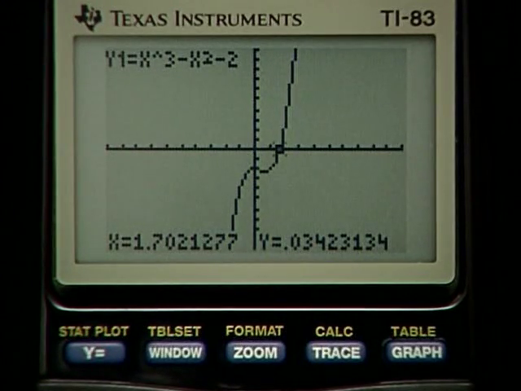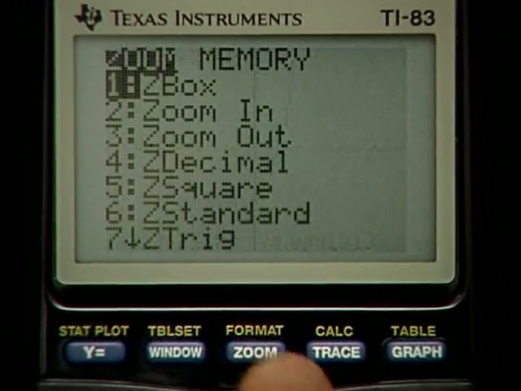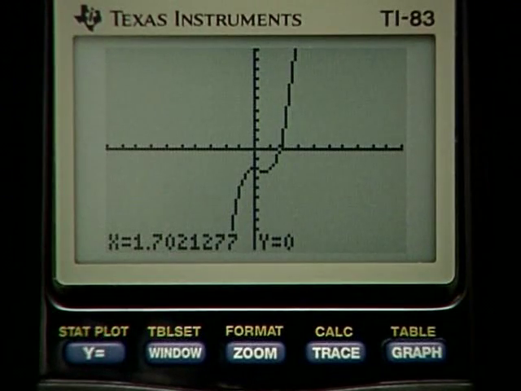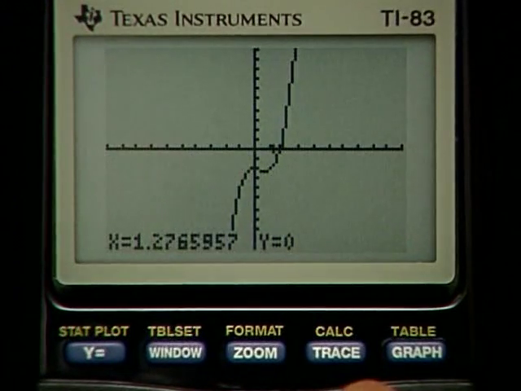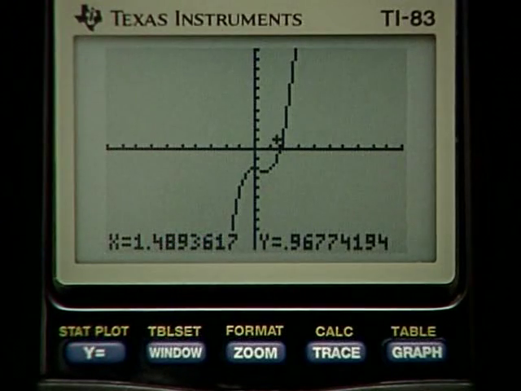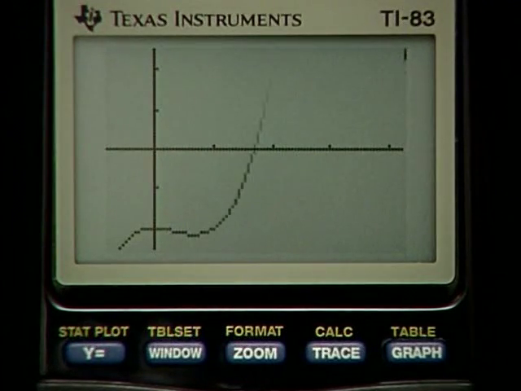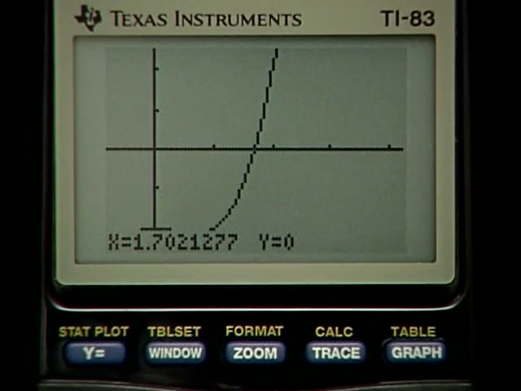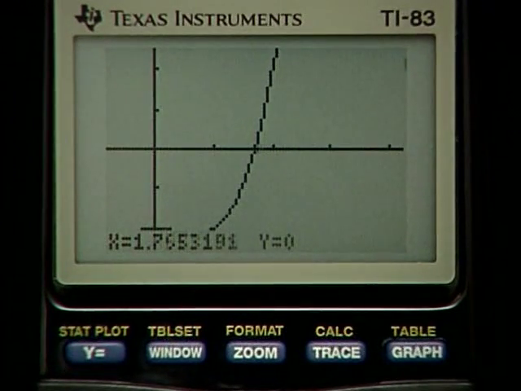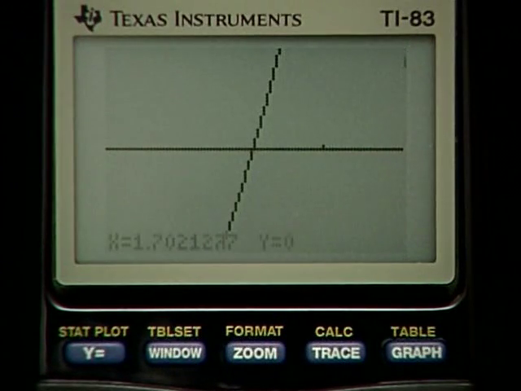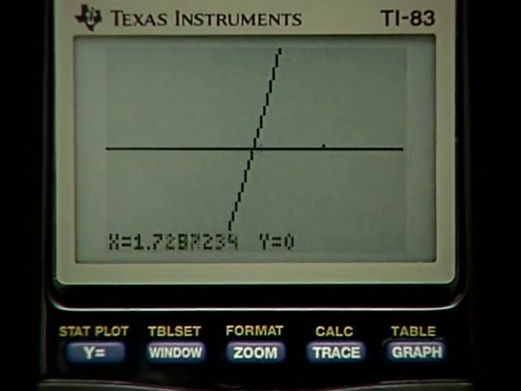We can get a lot closer to that by pressing zoom, and then we'd like to zoom in. So I'll cursor to number 2 and press enter, and now what we have is a centering icon, and here's the centering icon, by the way. There it is, and I'm moving it down to the approximate position of the x-intercept. And now the centering icon is just right at that intercept, and I'll press enter again, and I'll just keep getting a magnification of that point.